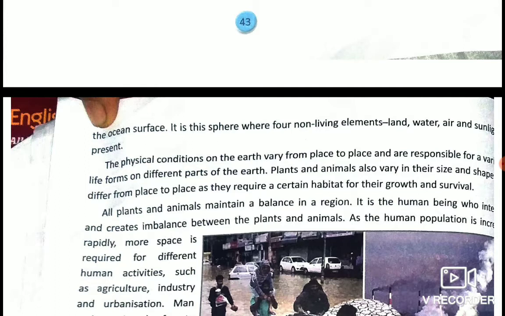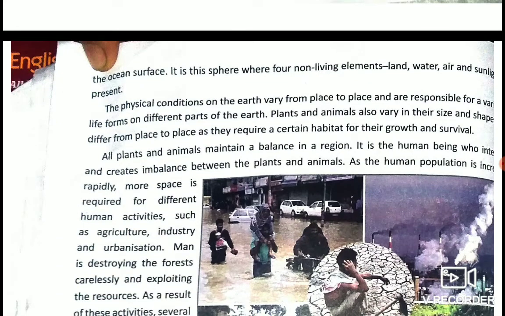Like camels, they are habituated to live in desert regions. Polar bears are habituated to live in low temperature regions, in a frozen area. Why? Because they were habituated to it. They have fur which protects them from cold conditions, and they can easily live in those places. So different living beings need different types of places for life, for their growth and survival.